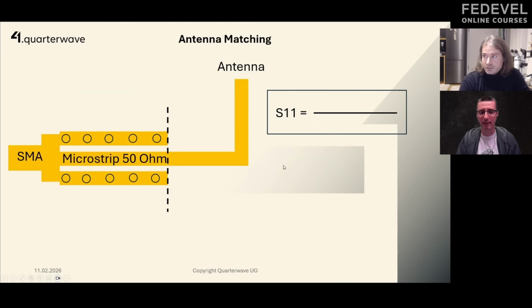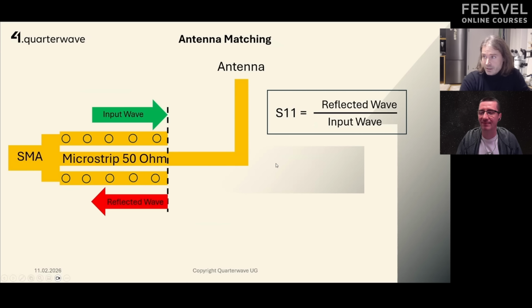I would like to interrupt you. What does S11 mean? Because some people may not be familiar with S11 parameters. S11 is the ratio of the input wave to the reflected wave. This ratio shows you how much power is going to the antenna and how much is reflected.